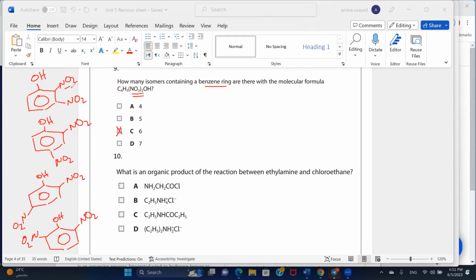Now we can change the position of this as well. So we have a benzene and an OH. The first NO2, instead of being next to the OH, will change its place, and we have an NO2 here. Or else we keep it in this position and we change the other one with respect to it. So these are the 6 isomers.